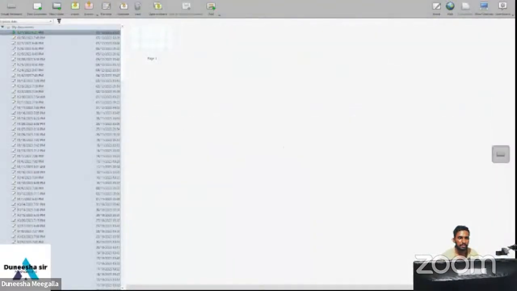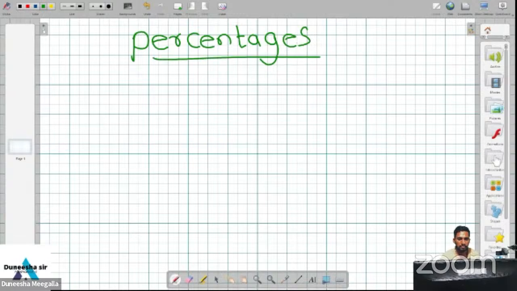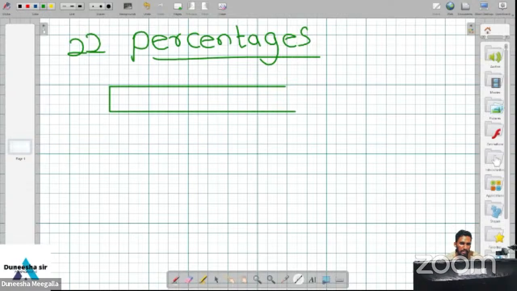Today I am going to the next lesson. Percentage. Write down the percentages. Before percentages, I am going to discuss some fractions first.